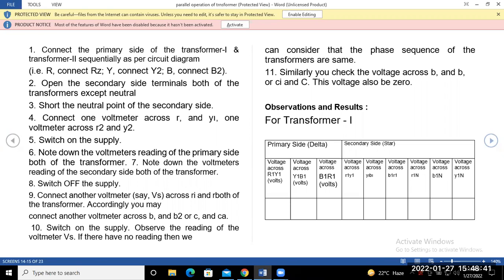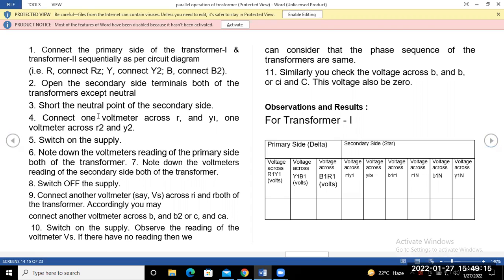So first of all, just connect the circuit diagram, connecting all the instruments, that means voltmeter, ammeter, and the primary winding and secondary side of the transformer. Okay. So these are the general procedure. That means connect the primary side of transformer 1 and transformer 2 sequentially as per the circuit diagram, that is R connects with R2, Y connects with Y2, and B connects to B2.